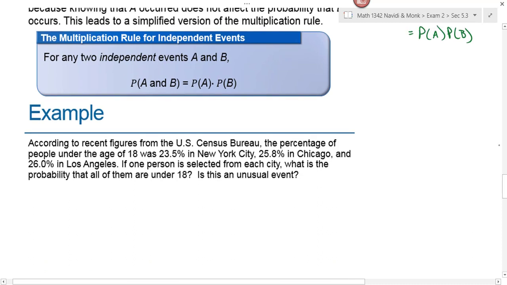So let's look at this problem now where we're asked to find the probability of a series of events. According to the recent figures from the U.S.